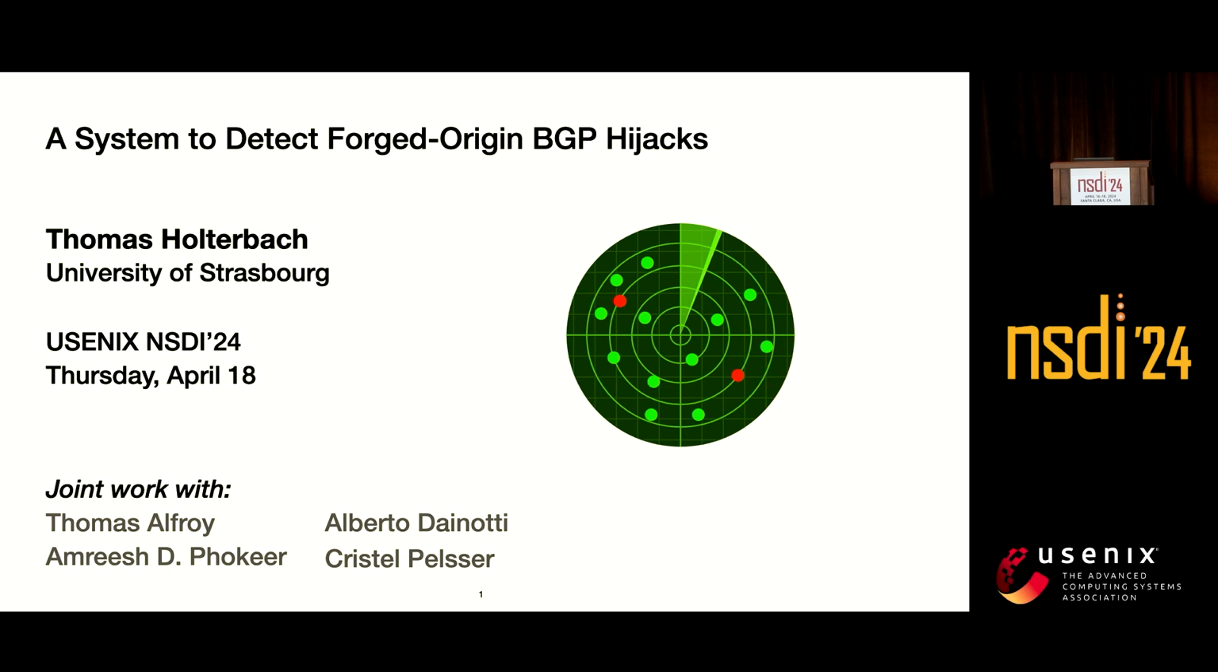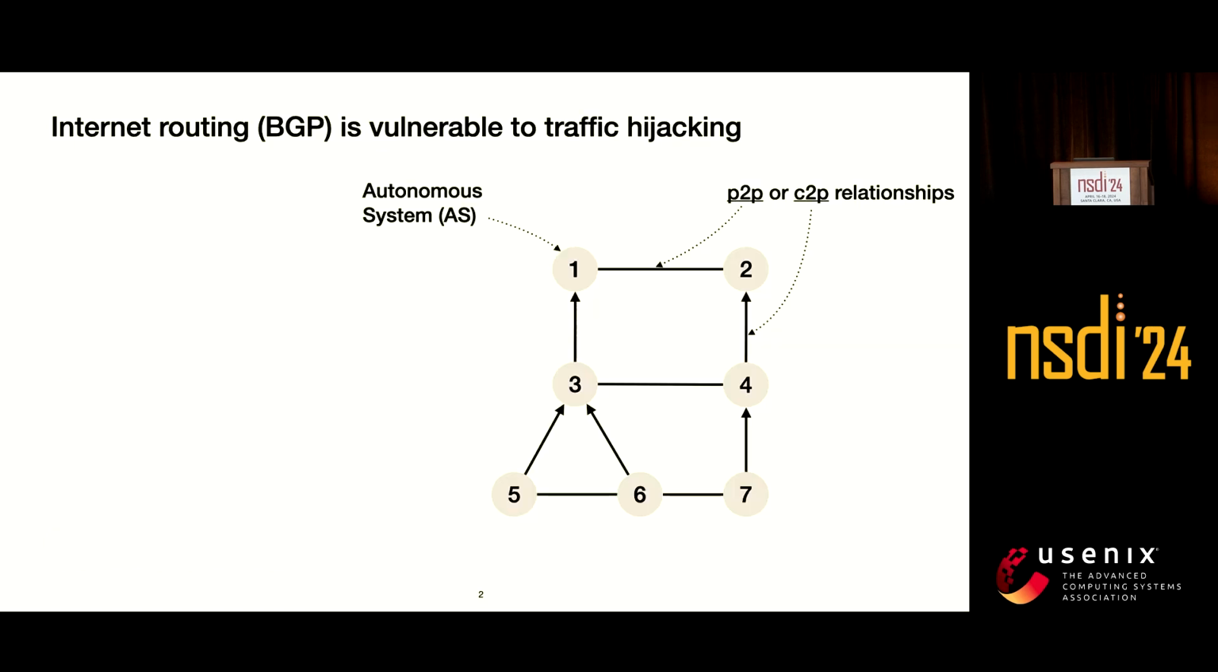So today, I will tell you how we can detect a particular type of internet routing attack that is called forged origin BGP hijacks. But perhaps you don't know about BGP hijacks, so let's start with a quick introduction.